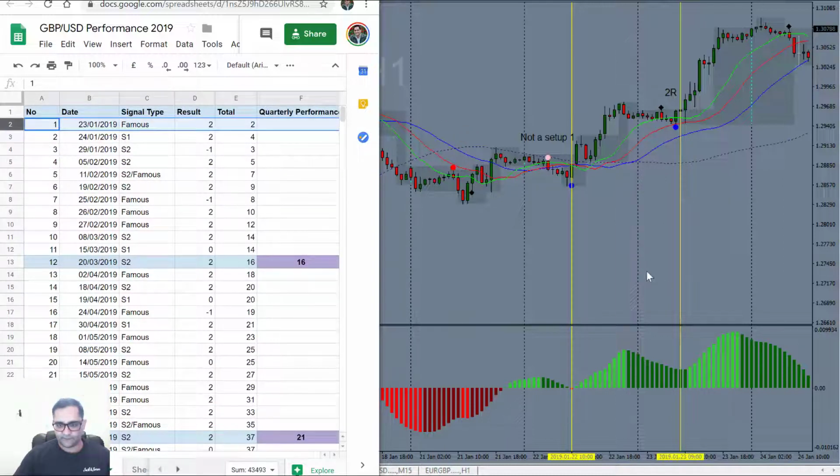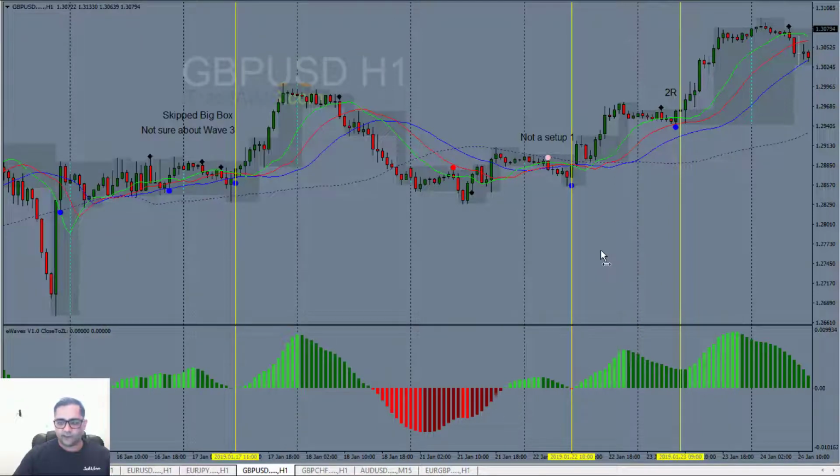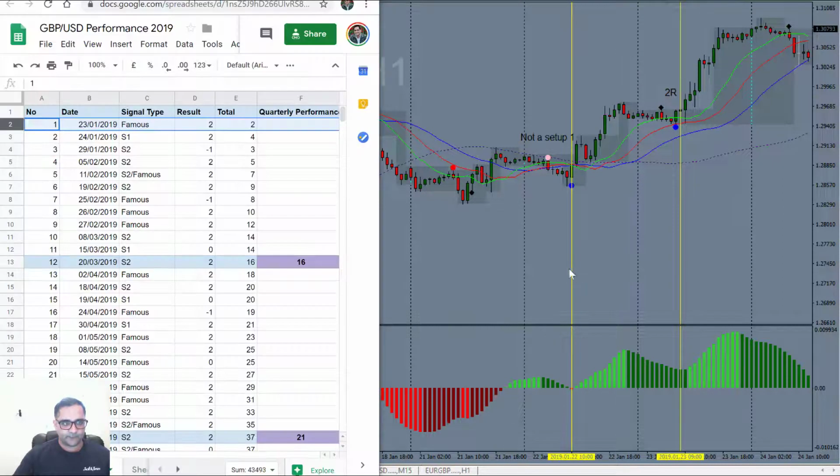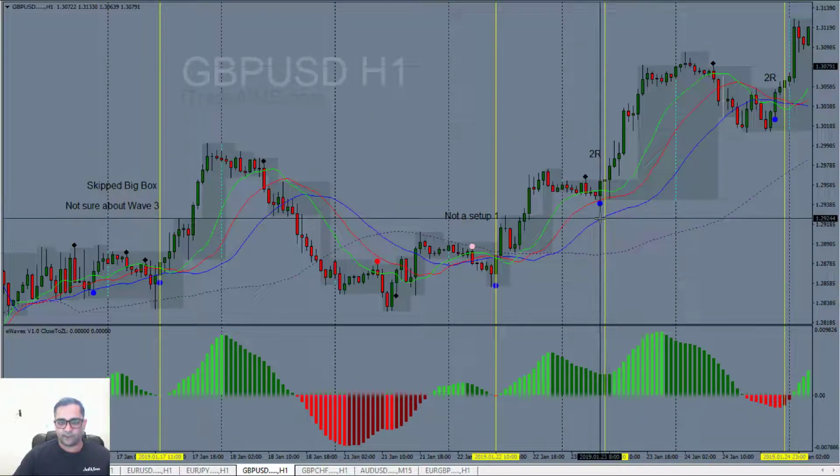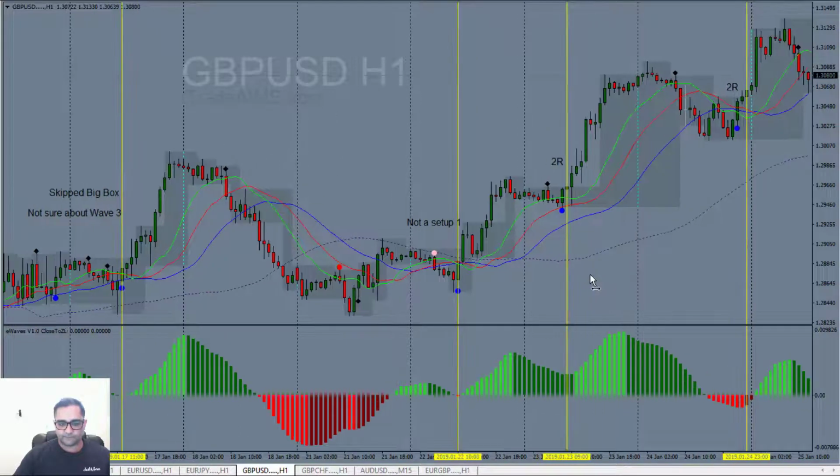The 23rd of January. If you are a member of AIMS, you'll have access to the spreadsheet. I've shared the link, so I'm not going to go through all of it, but I'll go through some of it. You can select this and go to the chart and see what it was. This is where you have a blue dot. It's a setup too, but at the same time it will be a famous setup as well.